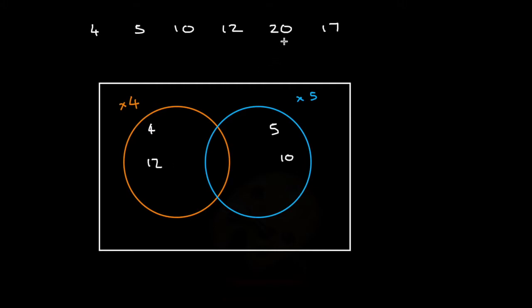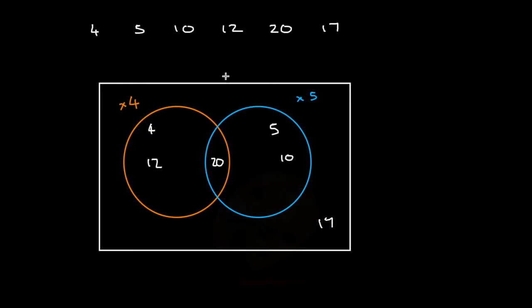But then we get to 20. 20 is a multiple of both 4 and 5. So what do we do here? Well, we put it in the section that is shared by both this circle and this circle, which is right here. So we put 20 inside here, because it's both a multiple of 4 and 5. And finally we have 17. Now 17 is neither a multiple of 4 nor 5, so we put it outside these 2 circles, out here.